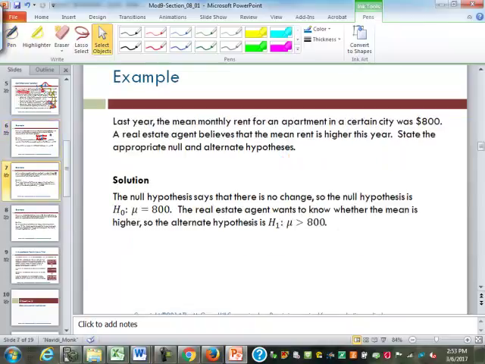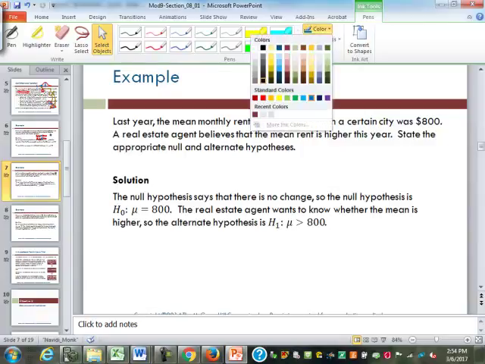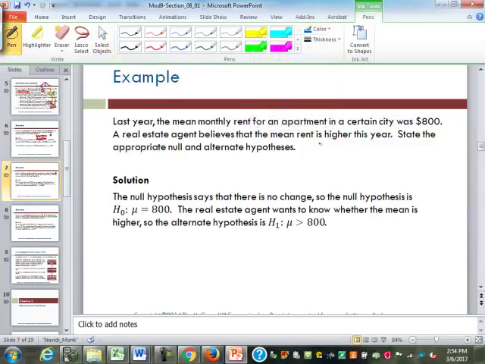So now, last year, the mean monthly rent for an apartment in a certain city was $800. The real estate agent believes that mean rent is higher this year. So again, the appropriate null hypothesis is that nothing has changed, that the mean rent is equal to $800. The alternative then is what the realtor is trying to say, that the mean is greater than $800. And again, when we see the alternative saying greater than, that's implying that the null was less than or equal to.